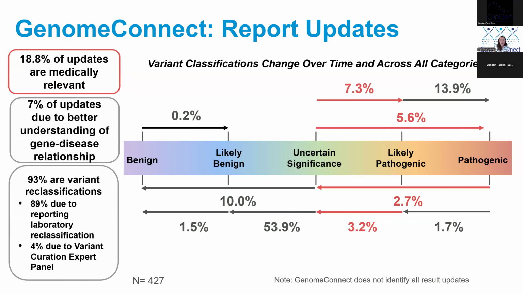To date, GenomeConnect has shared over 430 report updates with our participants. And as you can see from this chart above, classification changes have been seen with all categories. Some variants have been classified from an uncertain result to a pathogenic, or to a likely benign. We've had some variants that went from pathogenic to uncertain, and some variants that went from benign to likely benign. So we have seen changes with all different variants.